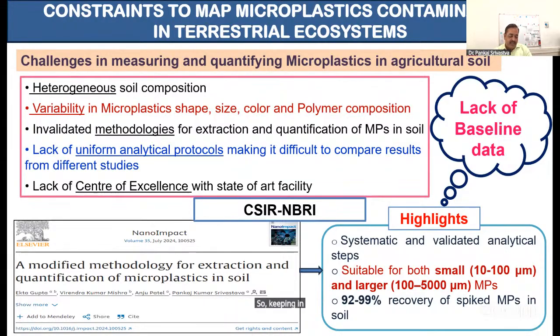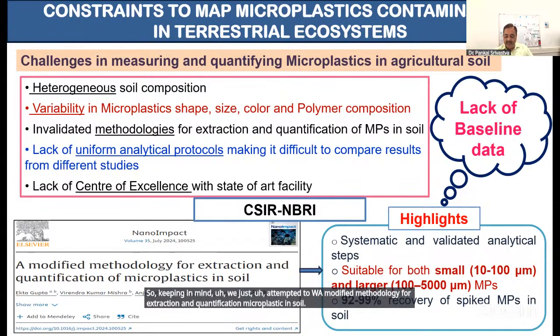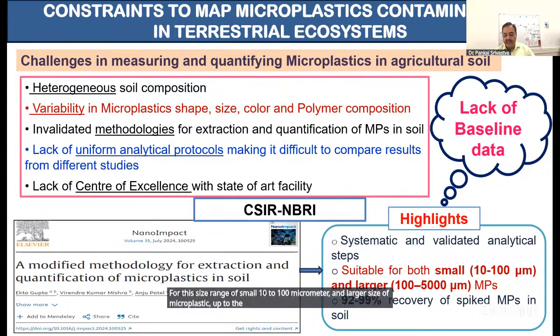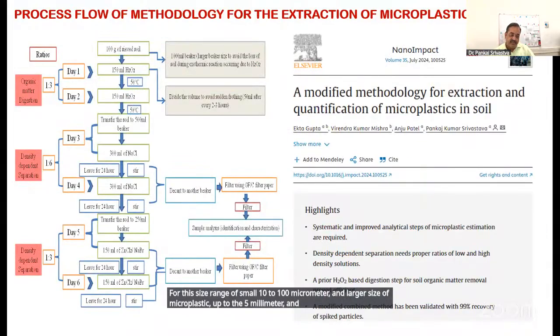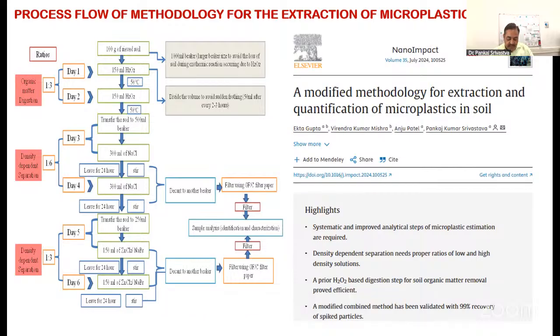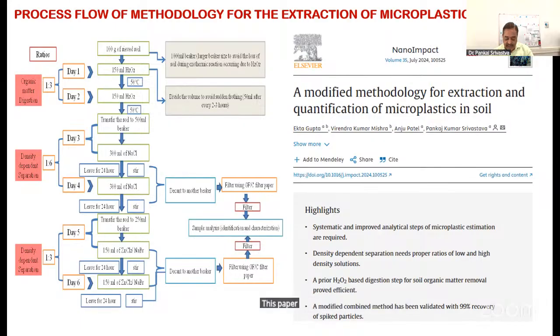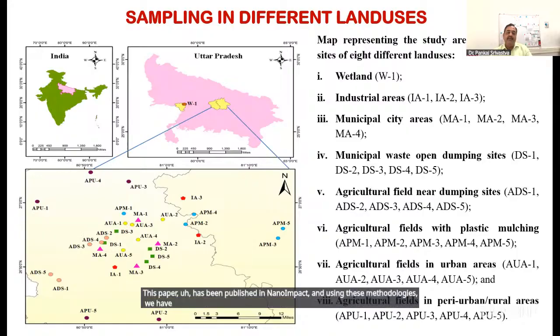So keeping that in mind, we attempted to develop a modified methodology for extraction and quantification of microplastic in soil, for the small size range of 10 to 100 micrometers and larger microplastic up to 5 millimeters. What we have done is validated our methodology with sequential steps, and we got a higher percentage of spiked recovery of the microplastic that we spiked into the soil system, if we keep organic matter digestion as a first step and then go for density-based separation. This paper has been published in Nano Impact.